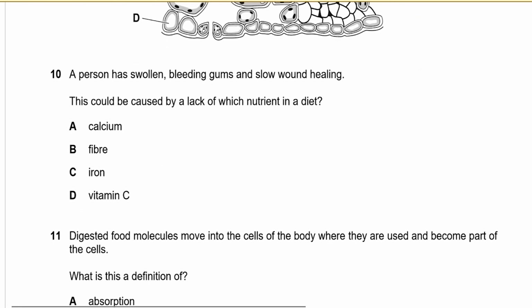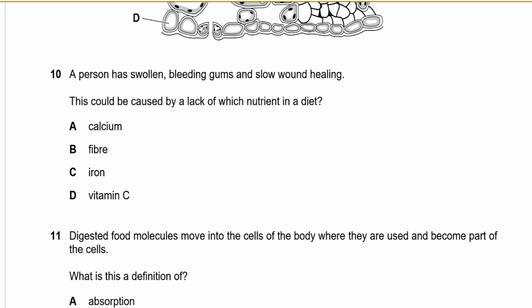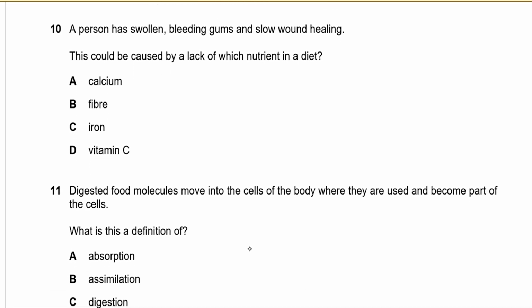Number 10 says a person has swollen, bleeding gums and slow wound healing. This could be caused by lack of which nutrient in the diet? The lack of vitamin C is the one that results in bleeding of the gums, something known as scurvy. So this person requires vitamin C.